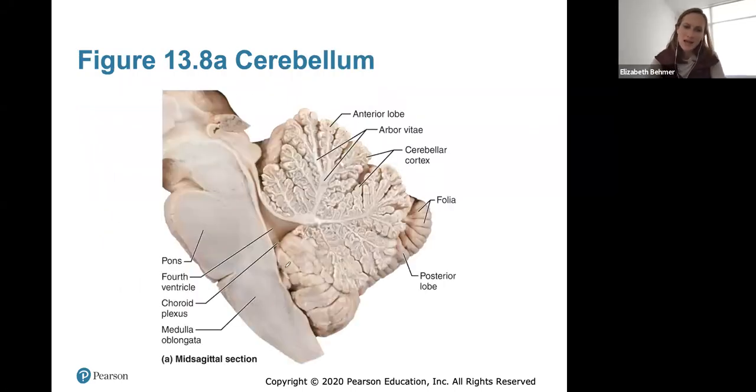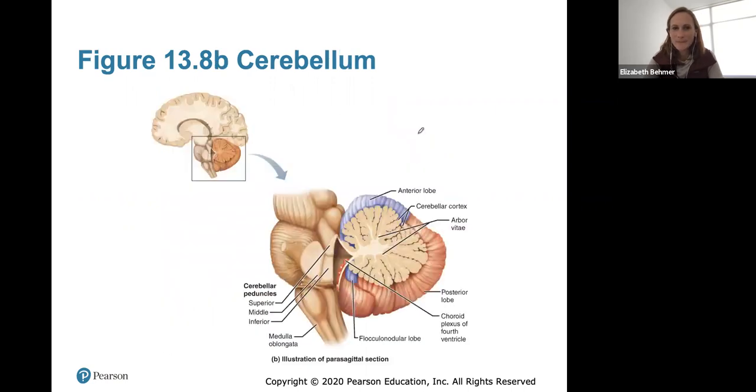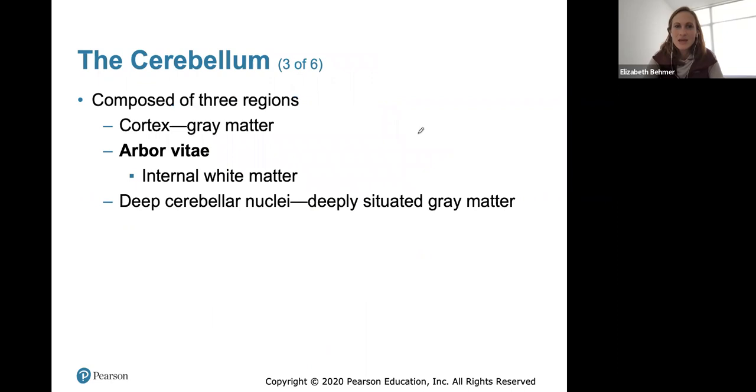It's located kind of behind the fourth ventricle. So here's your fourth ventricle and the cerebellum is located behind it. It's made up of white and gray matter, which arrange themselves into these tree-like branches called arbor vitae. So this is your cerebellum. So you can see that cerebellum here. So this is how it's arranged into the cortex of the gray matter, and the arbor vitae makes that white matter, which kind of looks like tree branches.